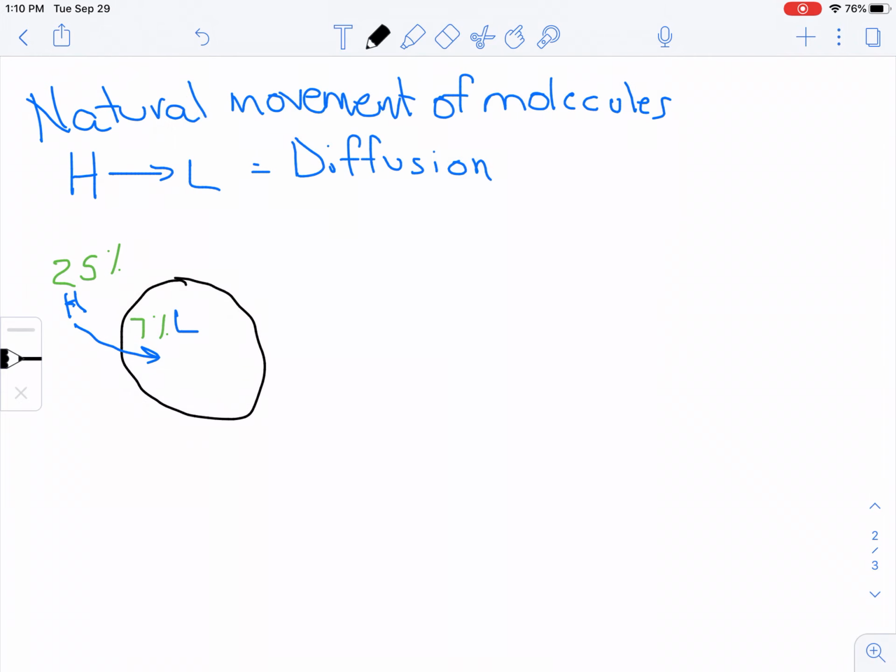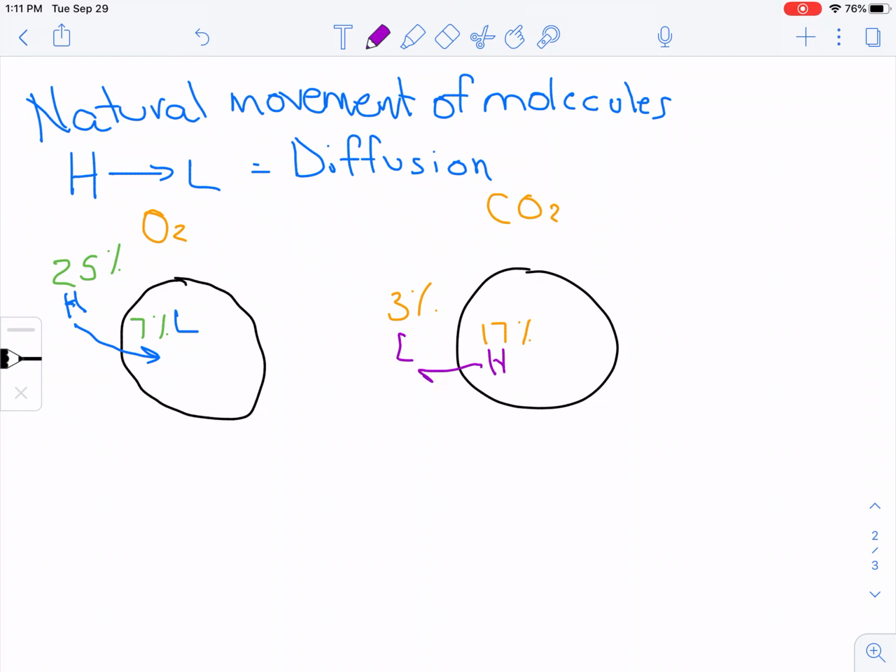Alternatively, you could have another cell or the same cell, and instead of talking about oxygen, let's say we're talking about carbon dioxide. This one over here is O2, and it makes sense: you want oxygen to get into your cells. Over here, we're talking about CO2. Let's say that there's 17% CO2 inside the cell, 3% outside the cell, and I'm just making these numbers up. So just based on the numbers, this is our high concentration, this is our low concentration, so the carbon dioxide molecules will leave and go out of the cell.